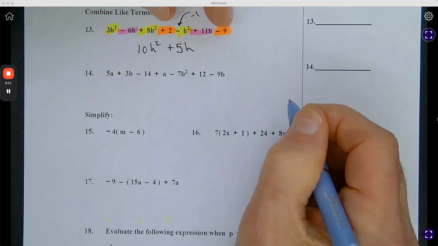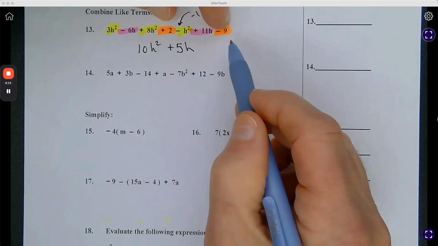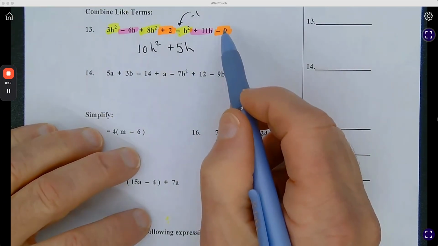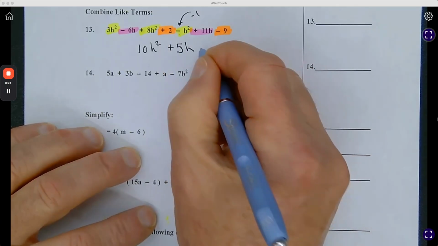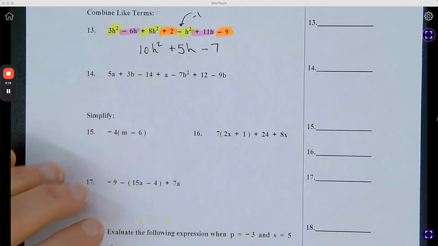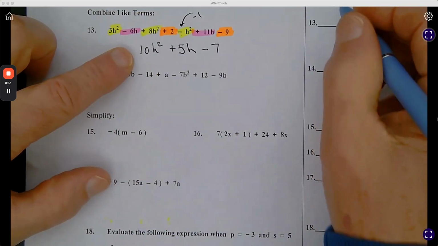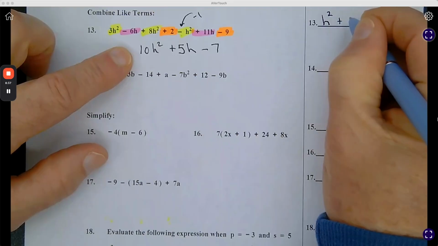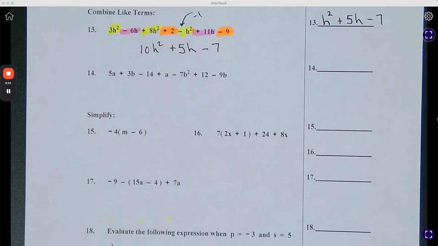Pardon me, these are my constants. Positive 2, negative 9. More positives or more negatives? Which one is the greater quantity? That is a greater quantity of negatives. So I take 2 of those positives away from those 9 negatives, and I'm left with 7 negatives. Now notice H is the only variable here, but we got exponents. So when we write this answer, it must be in descending order. So the exponents decrease from left to right, like so.